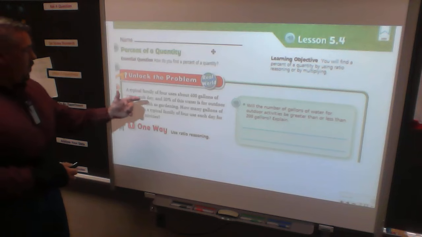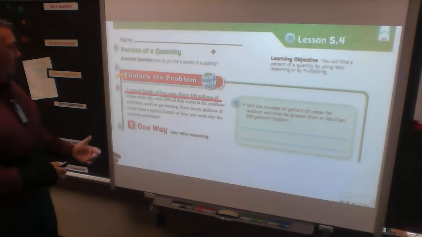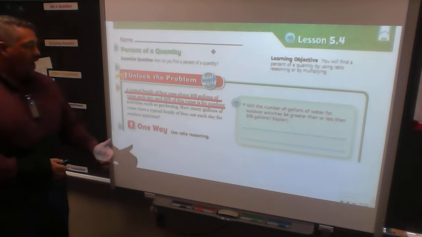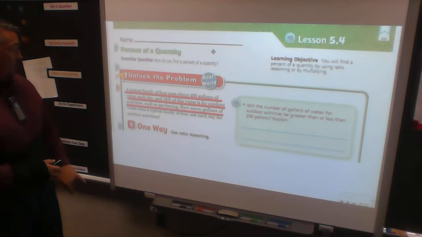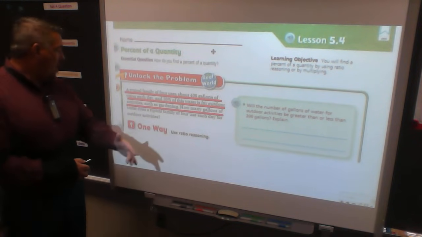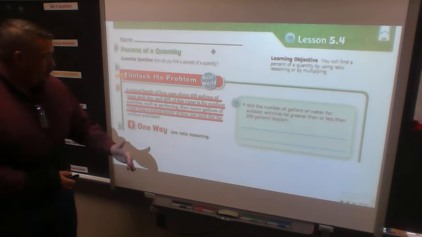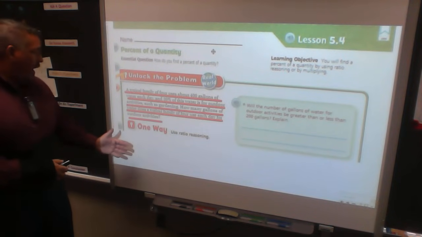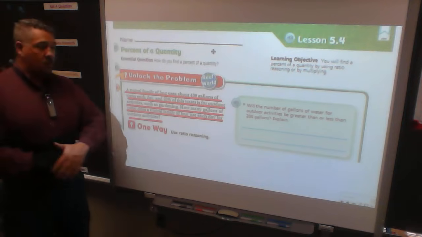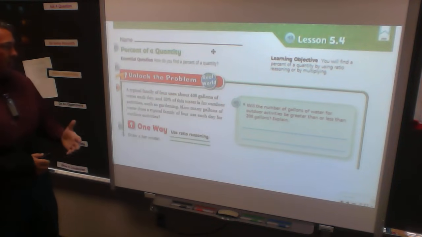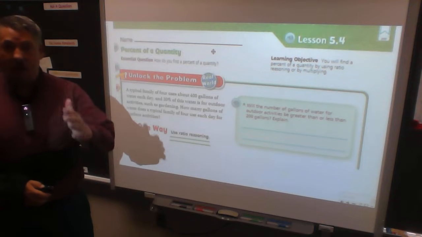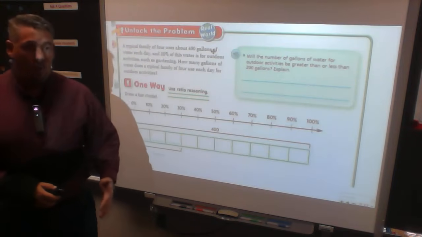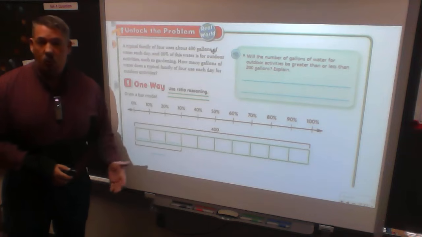This says a typical family of 4 uses about 400 gallons of water each day, and 30% of that water is for outdoor activities such as gardening. How many gallons of water does a typical family of 4 use each day for outdoor activities? So the math that we're looking at is the basic information. This says to use ratio reasoning. So that goes back to chapter 1 and chapter 4 when we get into ratio reasoning.